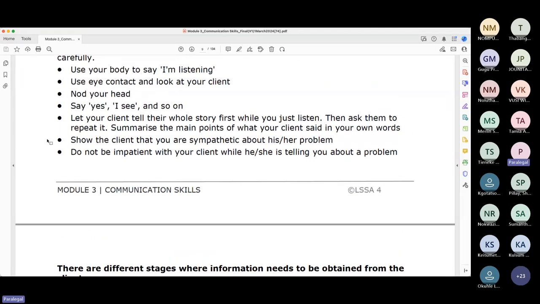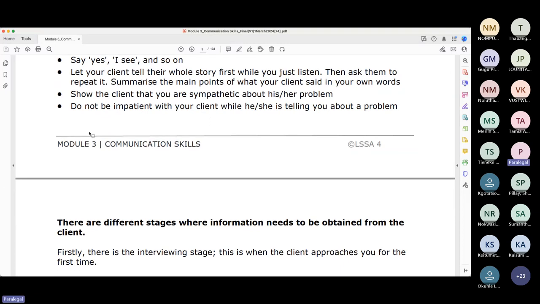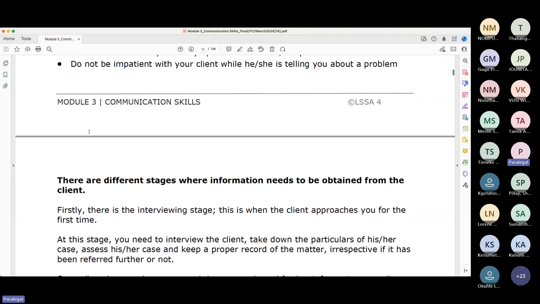Let your clients tell. So when you're doing consultations, you must also say, yeah, nee, man. Oh, ach, doch. Yeah, no. Hey, hey, hey, South Africans. Let the client tell the whole story. Show the client that you are sympathetic about his problems. Do not be impatient with the client. Just listen.